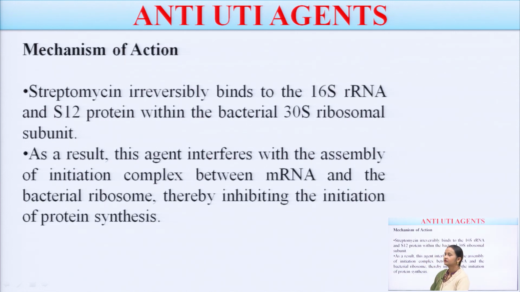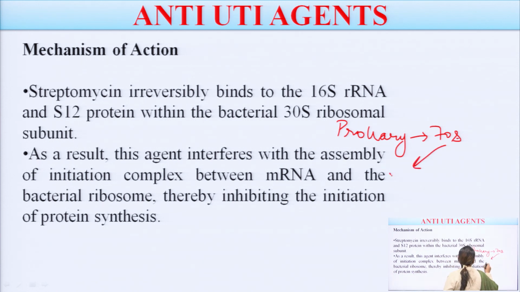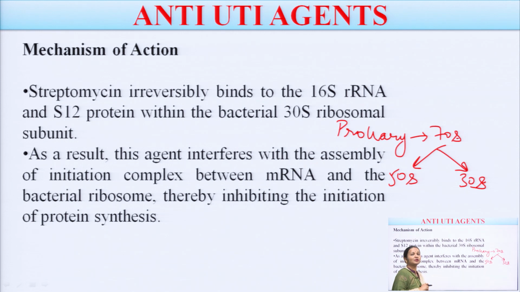Mechanism. See, we have seen that prokaryotes, meaning the bacteria, have a 70S ribosomal subunit. This 70S ribosome is made up of 50S and 30S ribosomal subunits. Now, what will this drug do? It will go and bind to the 30S ribosomal subunit of the bacterial ribosome, and basically to the 16S rRNA and S12 proteins which are present in this 30S ribosomal subunit.